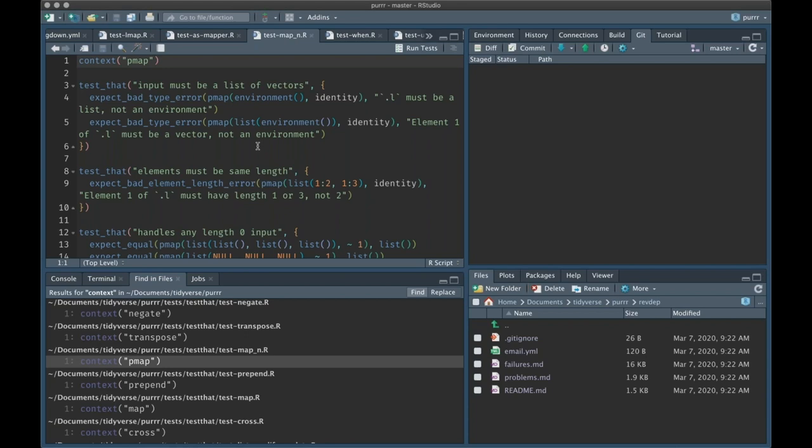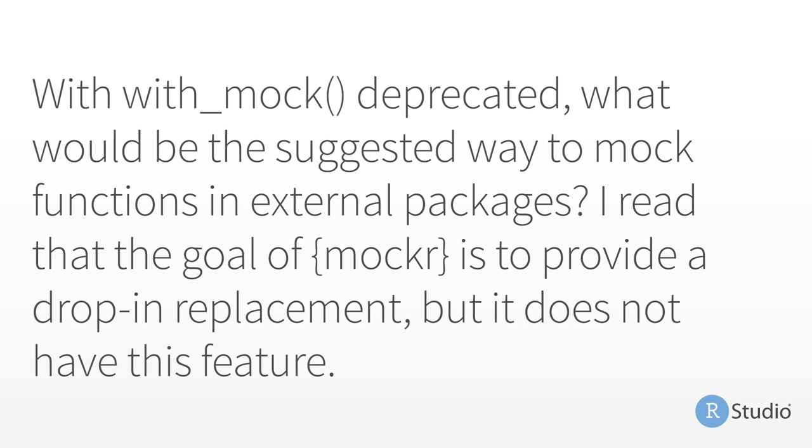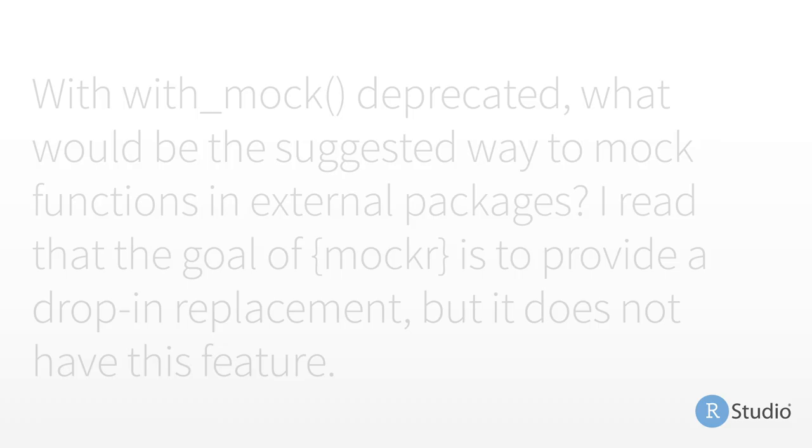Okay, so this is a person like me who uses with mock and local mock. If they're going to be deprecated, what is the suggested way to mock functions in external packages? I read that the goal of the package mocker is to provide a drop-in replacement, but it does not have this feature.